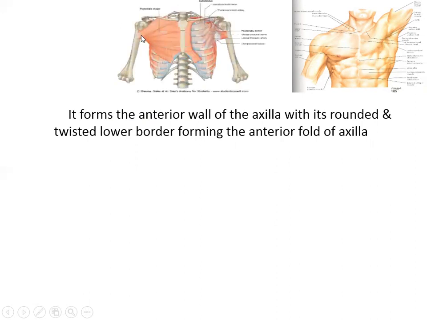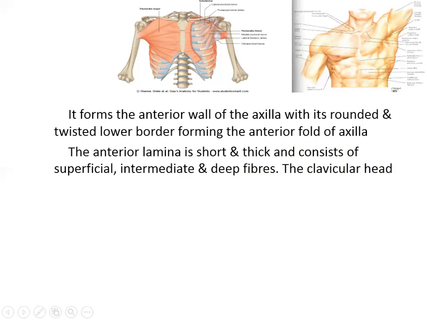So here you can see this is the muscle. Here this muscle has been cut and you can see the same. Here you can see the bulky as well as the twisting and rounded anterior fold of the axilla.